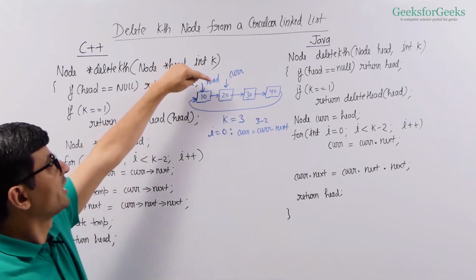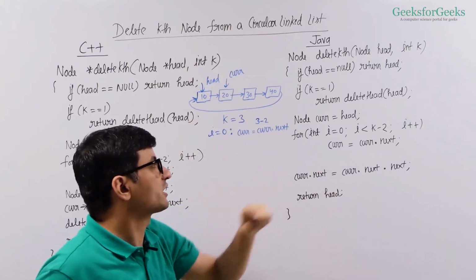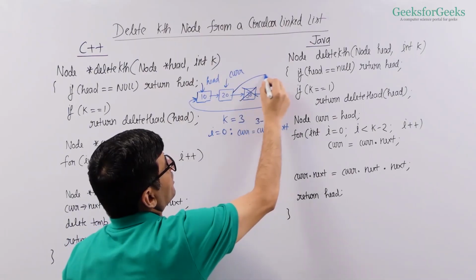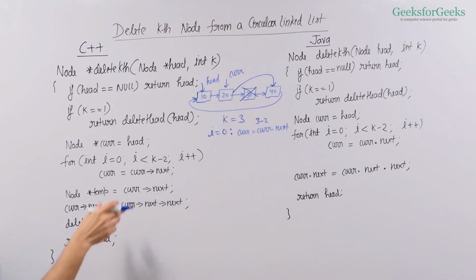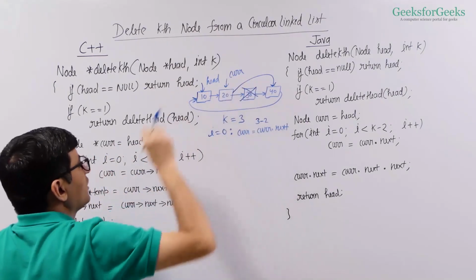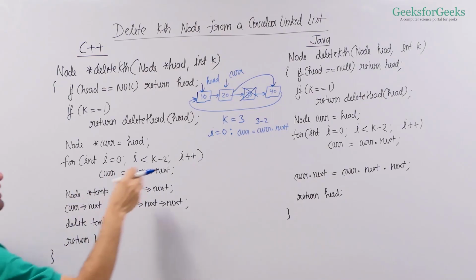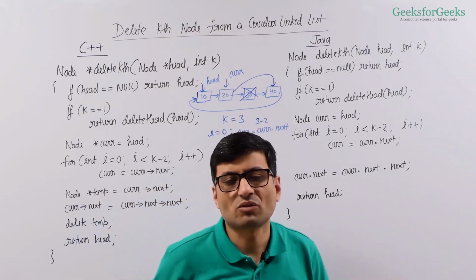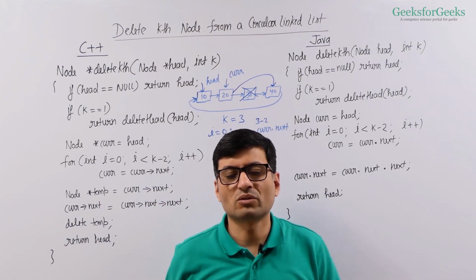And once current comes here, what we do after that, we make current next equal to current next's next. So we break this link and we change this link to here. This is what we do in Java. In C++, we store the current next first. We first store the pointer to this node, right? Then we change current next to current next's next. And then we delete this pointer so that memory is deallocated. So this is all we need to do to delete kth node from a circular linked list.